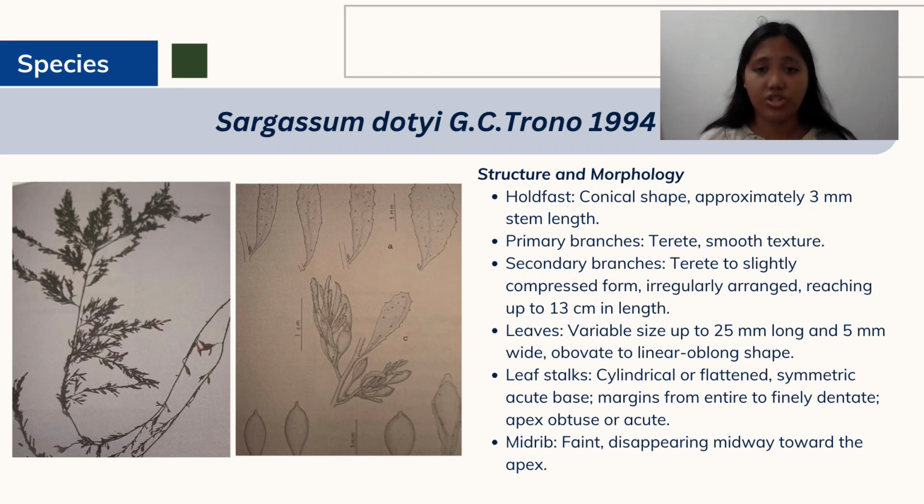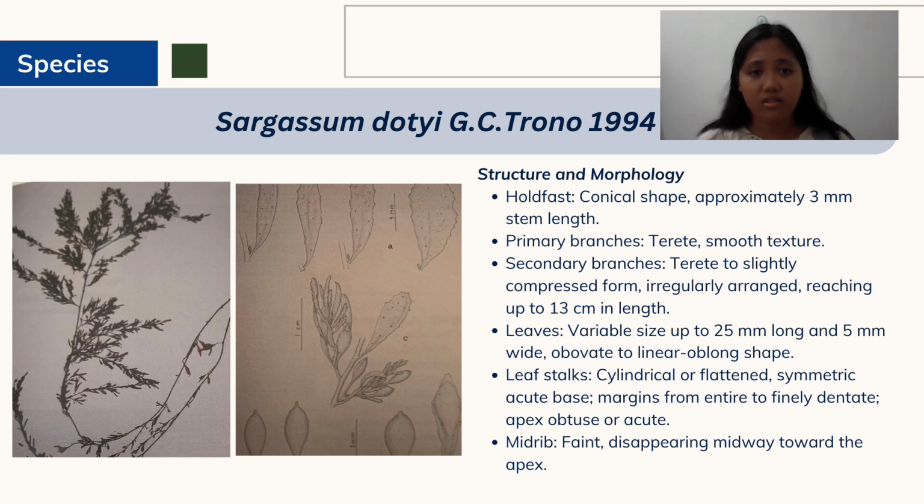Its structure and morphology has the holdfast that is conical shape, which has an approximately 3 millimeters stem length. Its branches are very terete and smooth texture. Its secondary branches are also terete, but to slightly compressed form. It has irregularly arranged branches, which reach up to 13 centimeters in length. The leaves of Sargassum doti is variable, which size up to 25 millimeters long and 5 millimeters wide, which are obovate to linear oblong shape.